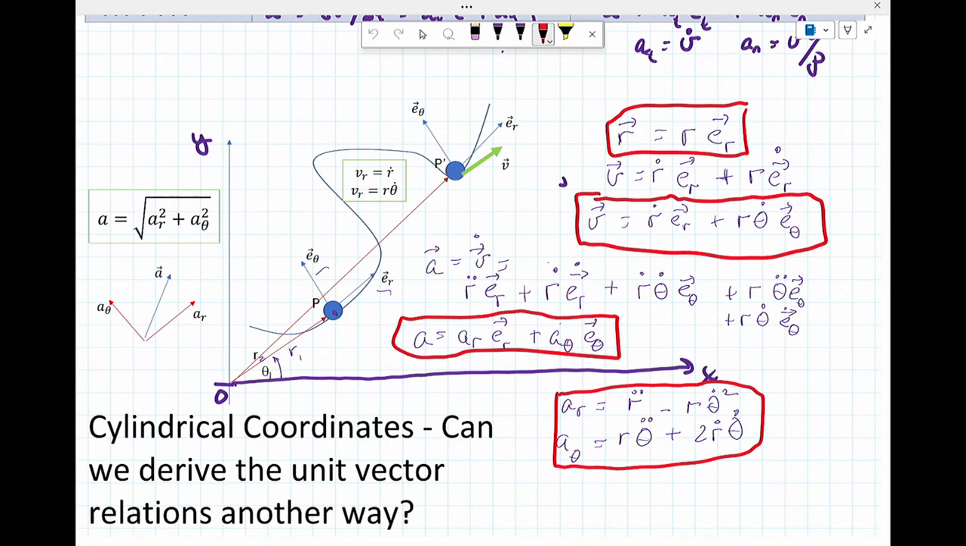Sorry, so for a theta, is it r theta double dot plus 2r squared theta? Nope, 2 r dot theta dot. Let me see if I can make that look better.